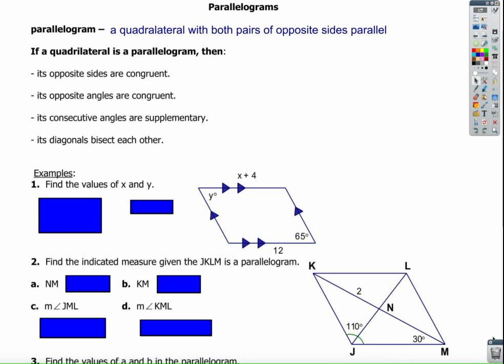So if a quadrilateral is a parallelogram, then the opposite sides are congruent, meaning they have the same length. And its opposite angles are congruent. They have the same angle measurement. Consecutive angles, or angles next to each other, are supplementary, meaning they add up to 180 degrees, and the diagonals bisect each other, meaning they cut each other into two congruent pieces, or cut each other in half. So using this information, we can solve a variety of problems about parallelograms.